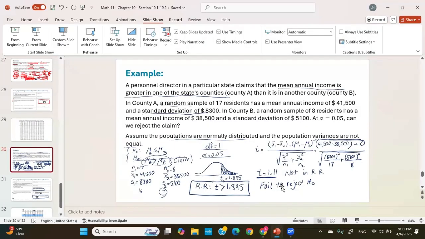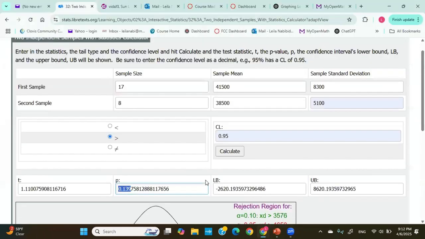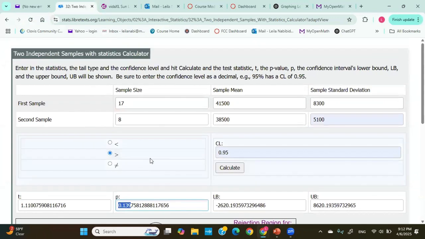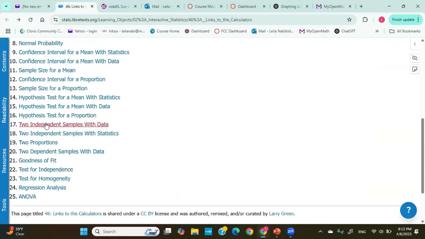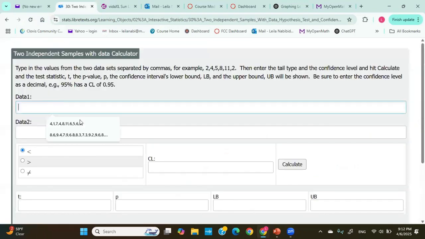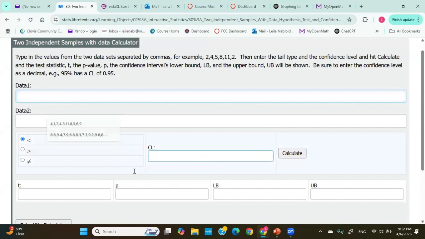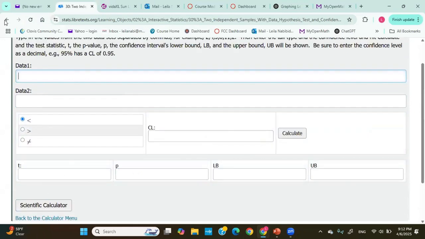And in the rejection region method, we also decided to fail. We do not reject the null. We fail to reject the null. So if you want to use a calculator, make sure to use number 18 for sample means. These two are for sample means, but if you have data values, you need to use number 17 and type in all of the data and then find the t-value and the p-value here.